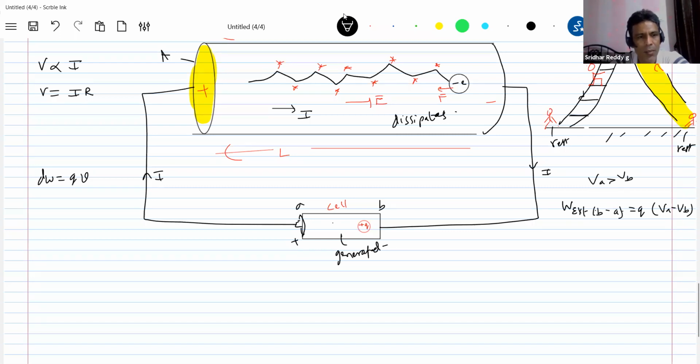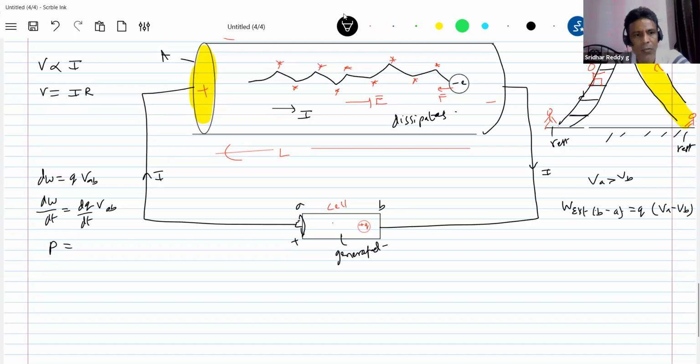This will be dW by dt. Shall I write dQ by dt into VAB? I'm going back to the basics of electrostatics. VAB is the potential difference. So what is dW by dt? The rate at which the cell does work. The rate of work done is what we'll call power.